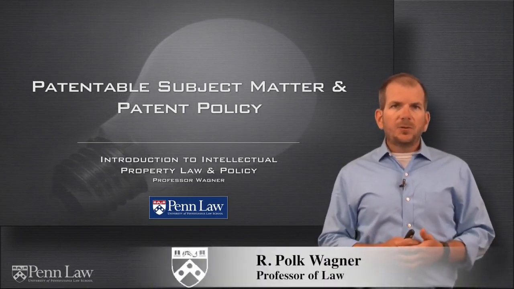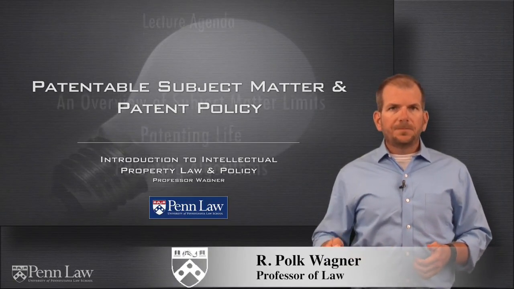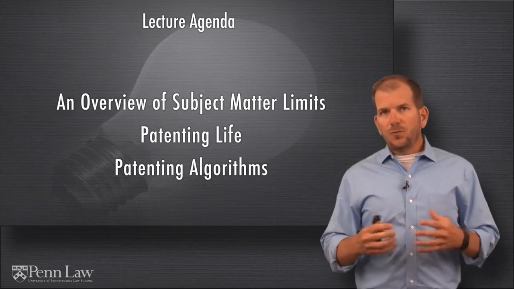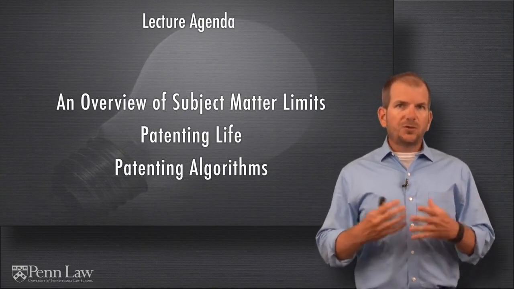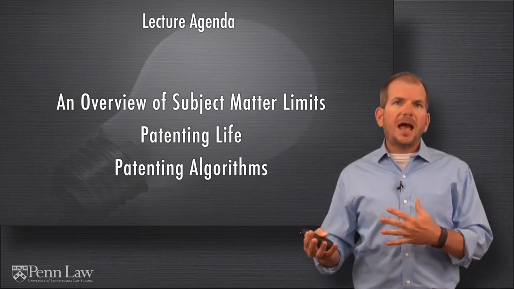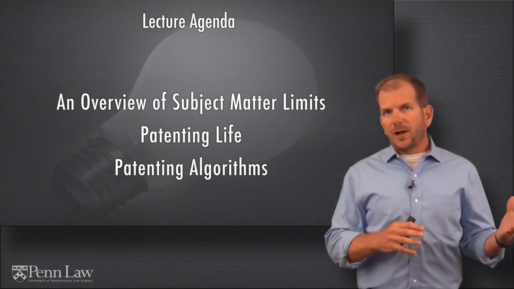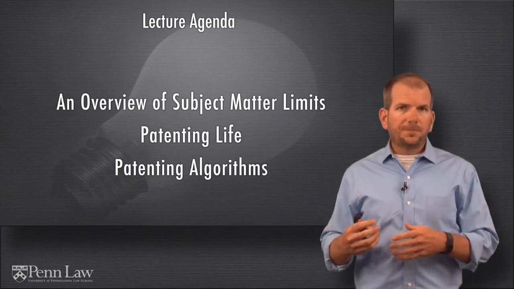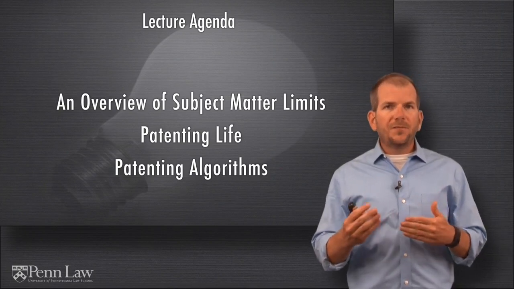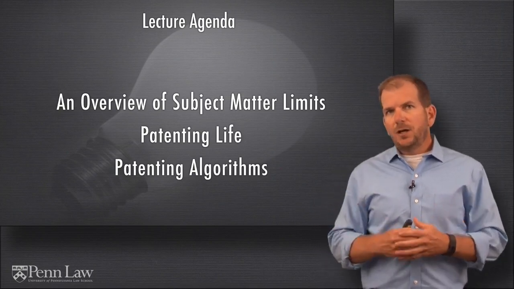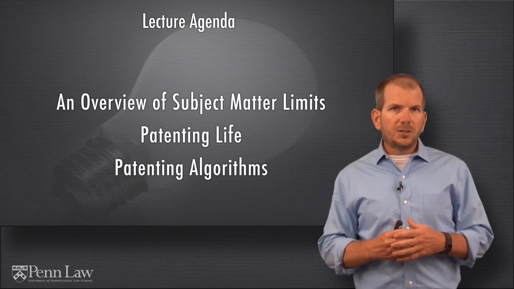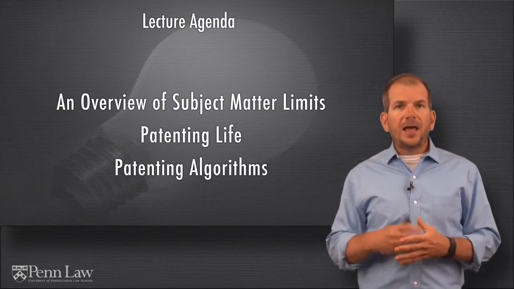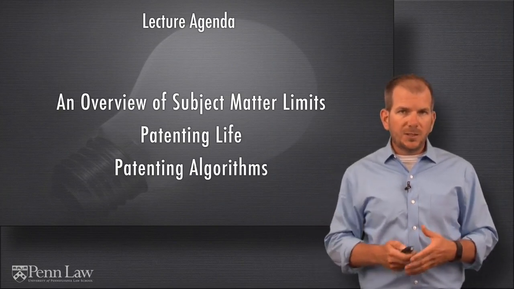Today's lecture is on patentable subject matter and patent policy. The agenda for this lecture is to first have an overview of subject matter limitations, the restrictions on what you can and can't patent. And these are slightly different, as we're going to find out, than the patentability requirements we've talked about throughout most of the course so far. And then we're going to talk about the two specific primary areas in which patentable subject matter restrictions apply. And that is one, patenting life forms, and then the second, patenting algorithms such as computer software or business models.